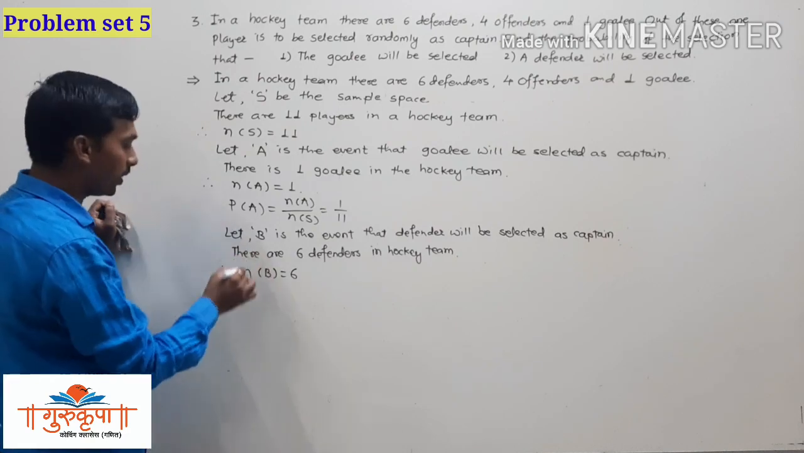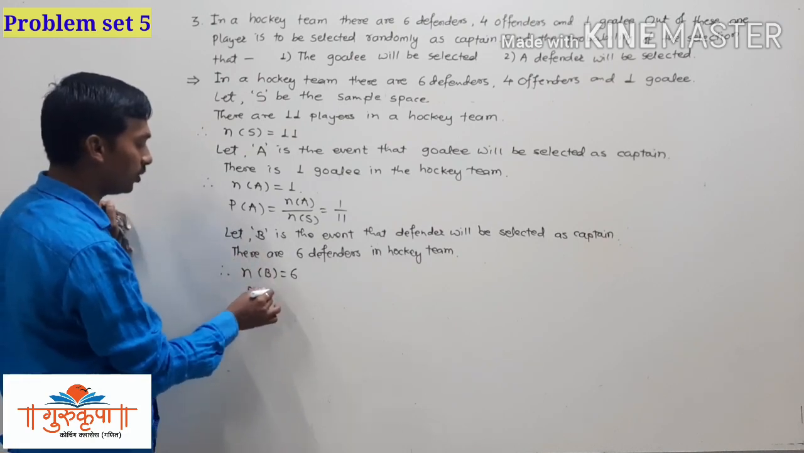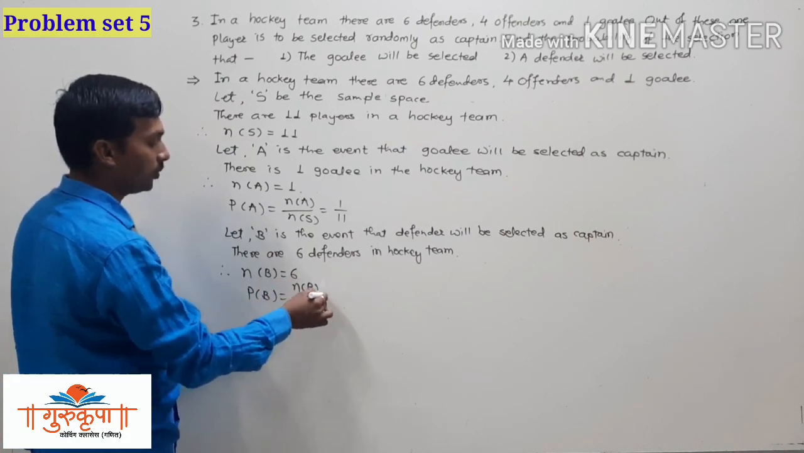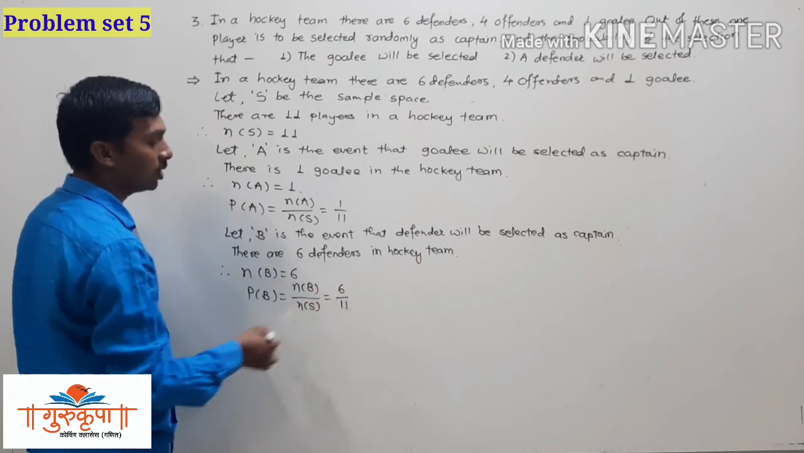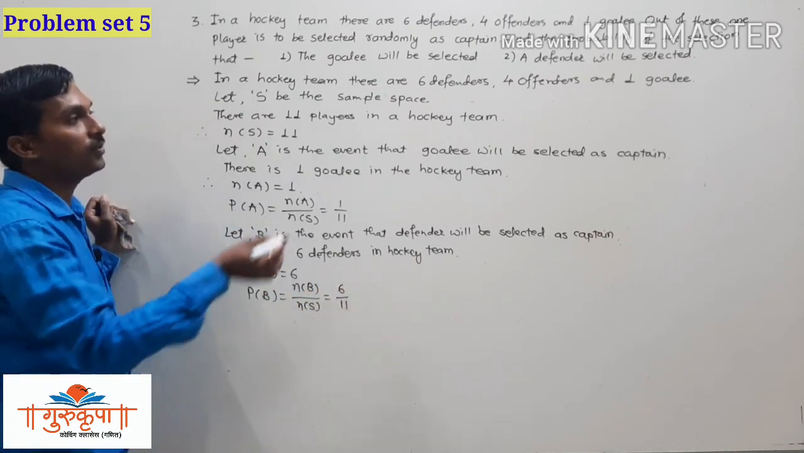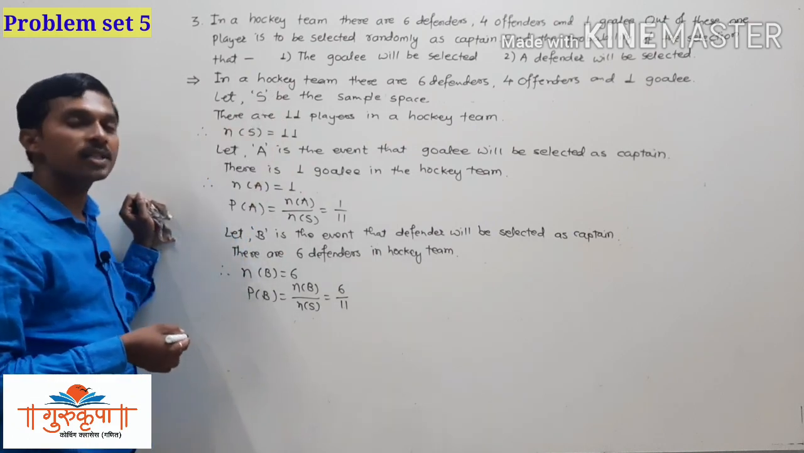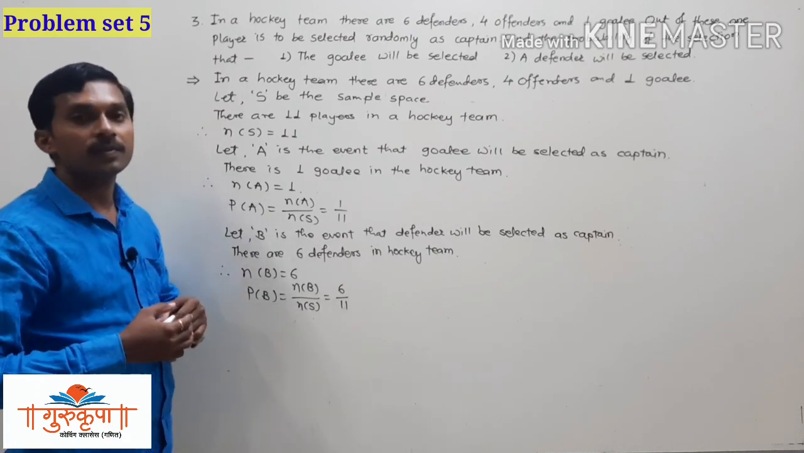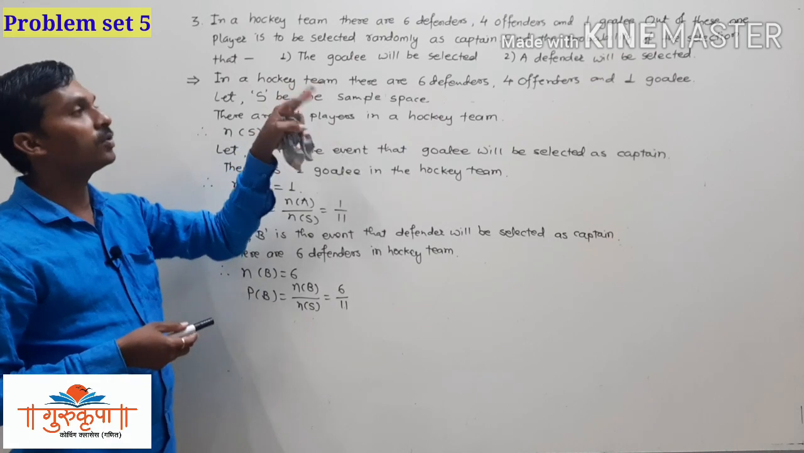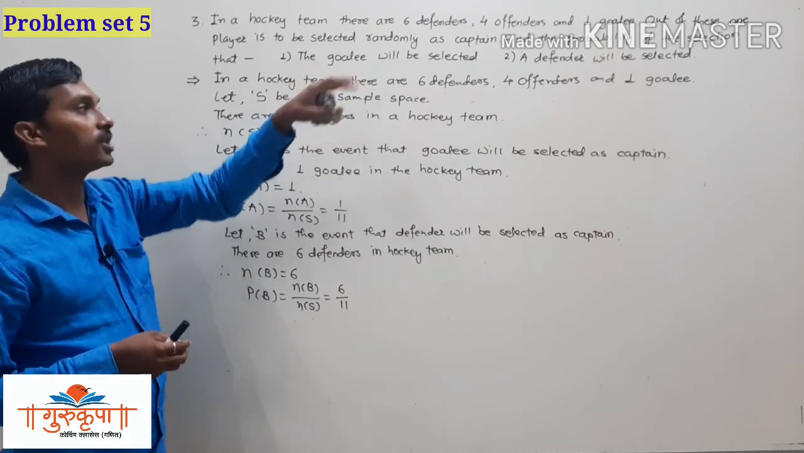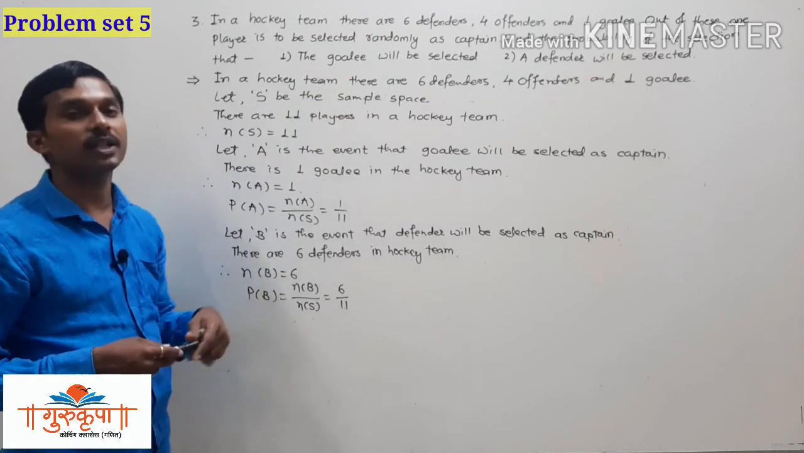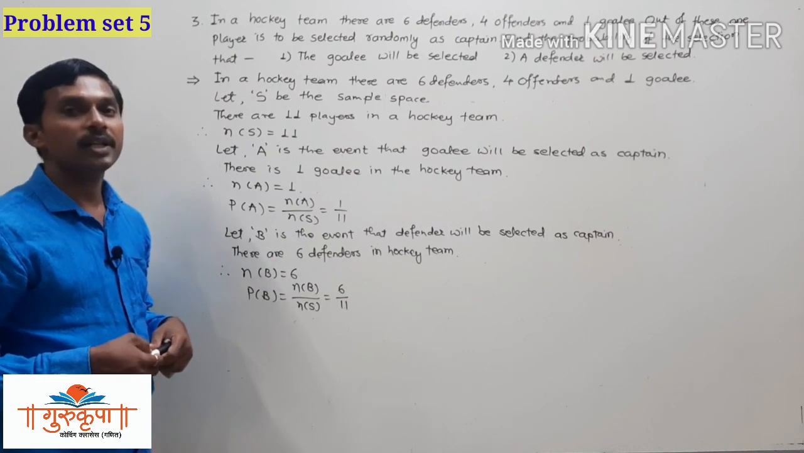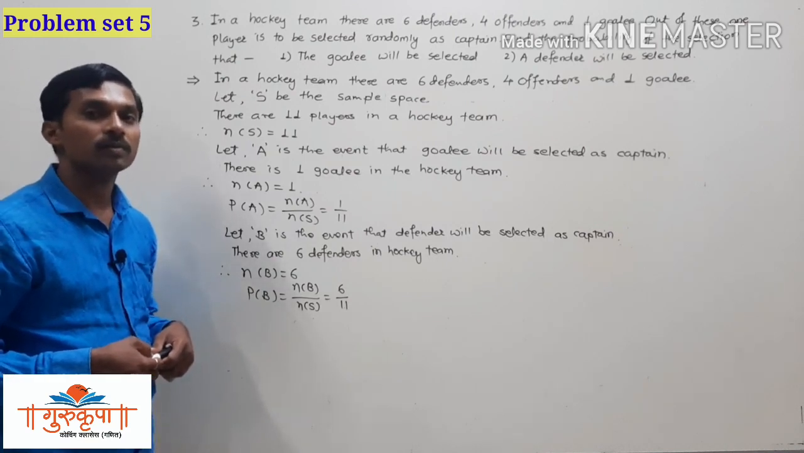And now we can easily find the probability of the event B, that is probability of B is equal to number of B upon number of S. Put the values there. 6 upon 11 is the probability of the event that a defender will be selected as captain. So here we complete example number 3. We found the probabilities of both the events, that the goalie will be selected as captain and the defender will be selected as captain. Now we will take the next example, that is example number 4.